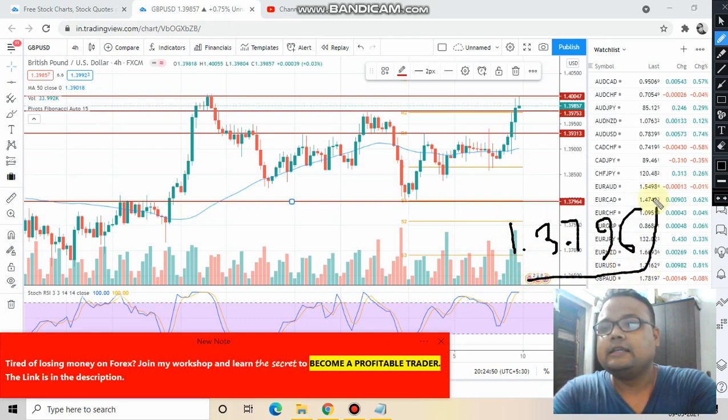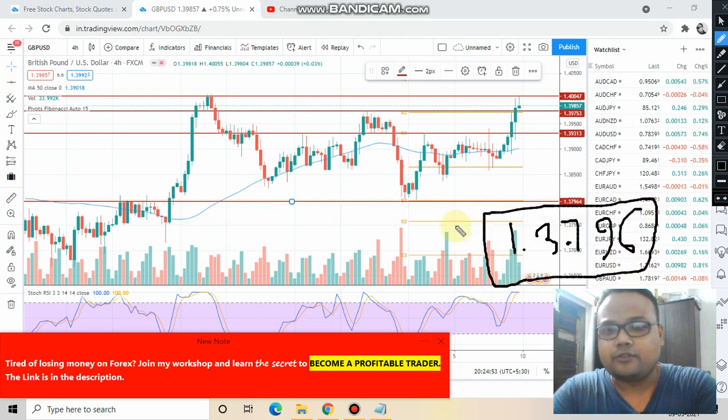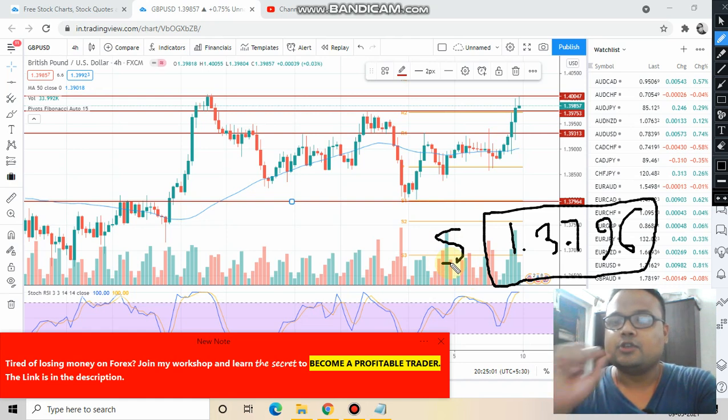1.3796, this level is very crucial for the market. This level is extremely crucial for the market as a support. So if you ask me what is the best position to buy GBP USD, then I'll say that 1.3796 is the best position to buy GBP USD.